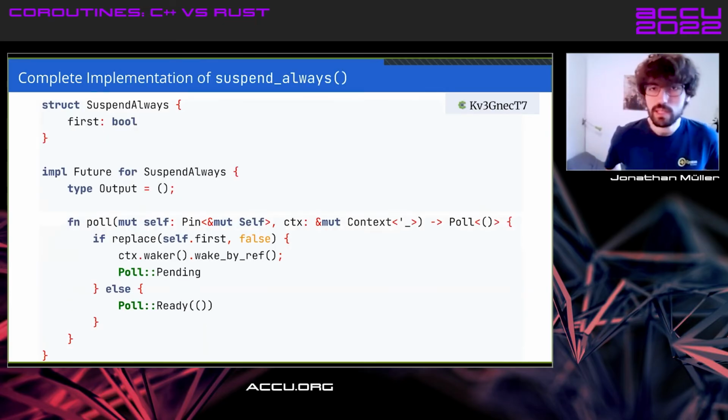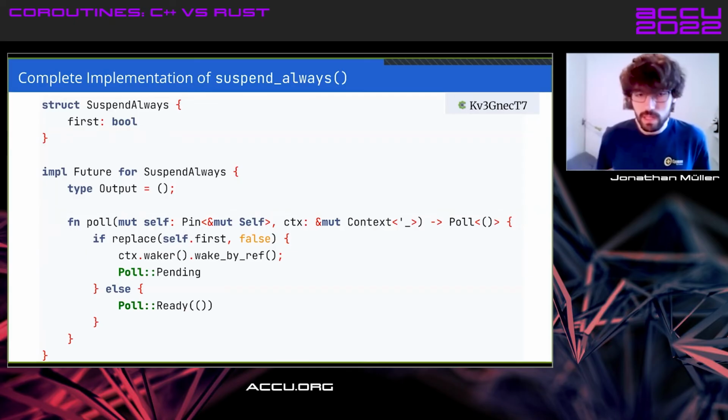So the correct implementation of suspend always needs to account for that. Whenever we return poll pending from a function, we need to ensure that we're calling wake when the future is ready to be polled again. In the case of suspend always, we just want to temporarily suspend it, right? So it can be immediately polled again. We don't need to wait for anything. We just want it to have suspended. So we can just call wake immediately here. And then we return poll pending.